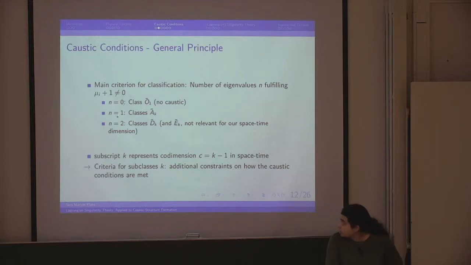If only one eigenvalue equals -1, then we have a caustic of class Ak. And if we have two eigenvalues fulfilling this, then we have a caustic of class Dk. And Ak are only relevant, I think, at dimension 6 or 7. So it's something that, for our space, not even our space-time, is not relevant in normal hydrodynamic models.